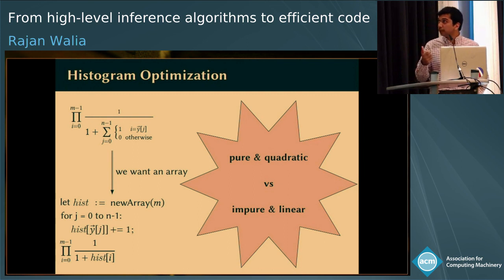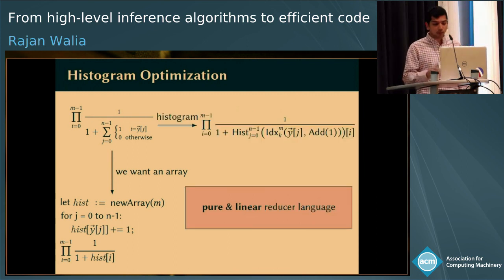So what we want is a pure language which can represent both the sigma and the array loop optimization that we have. To do that, we came up with this pure reducer language which can express this. Here, the hist expresses the loop and the sigma. The IDX expresses the condition we have in our sigma loop, and the one expresses the increment that we are doing in our arrays.